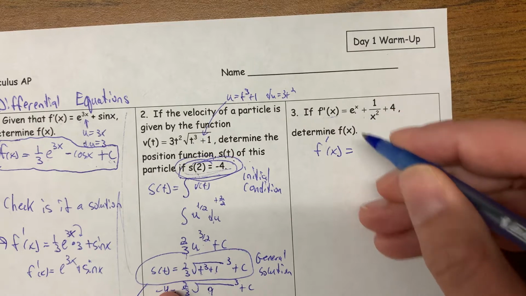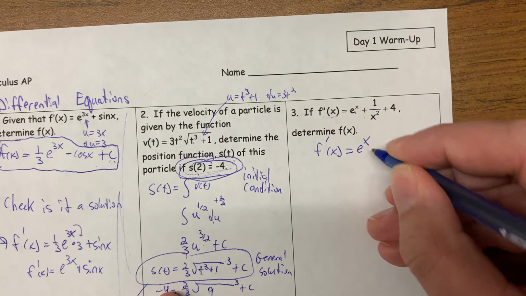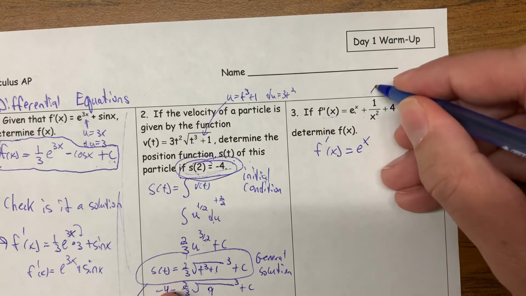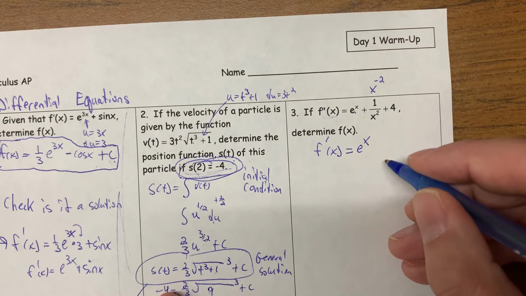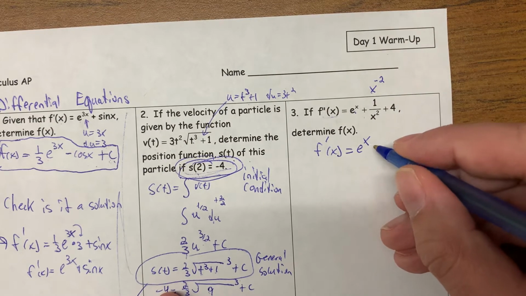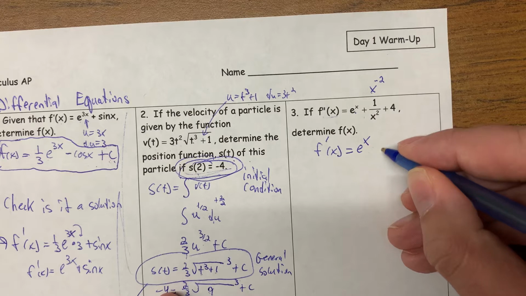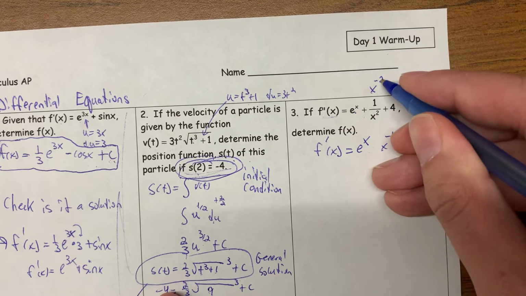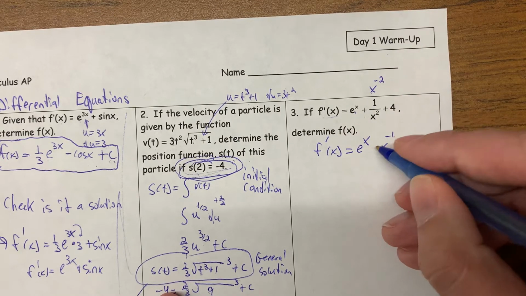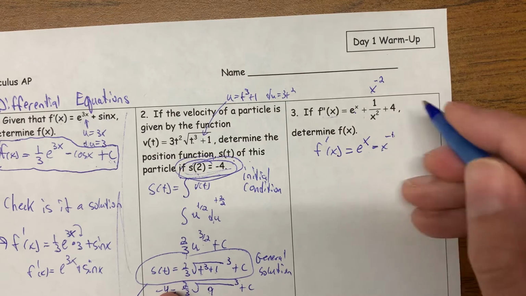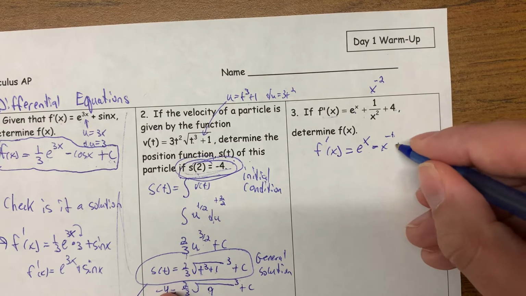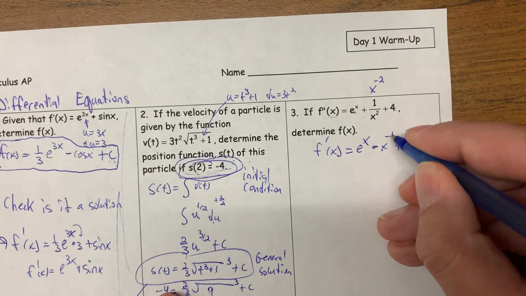The antiderivative of e to the x is e to the x. The antiderivative of this is a power rule. This is x to the negative 2 power, and so we raise the power by 1, so it's going to be x to the negative 1 power, and divide by that new power. So dividing by negative 1 makes it negative. The antiderivative of 4 is 4x, and we need a plus c.